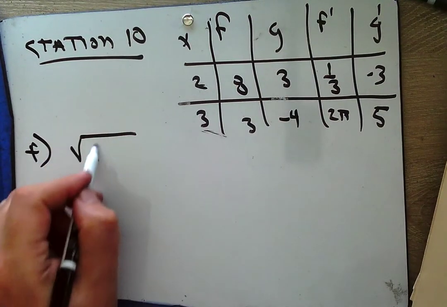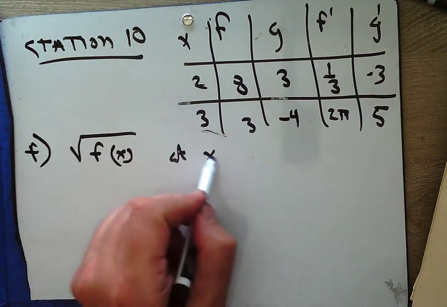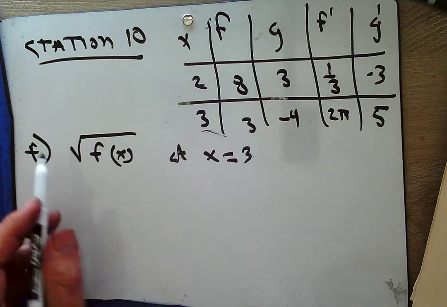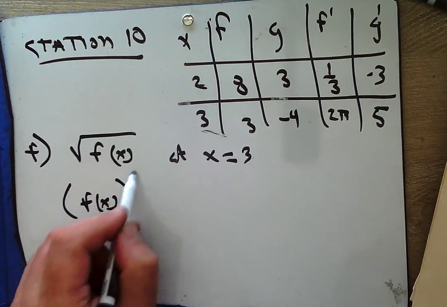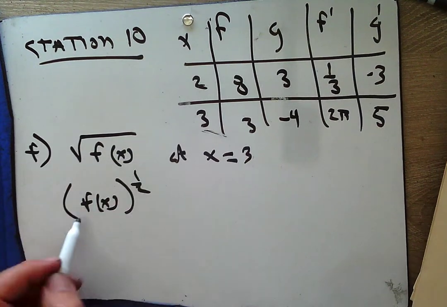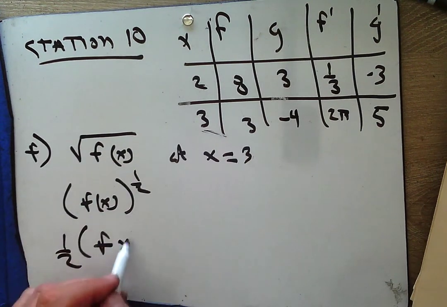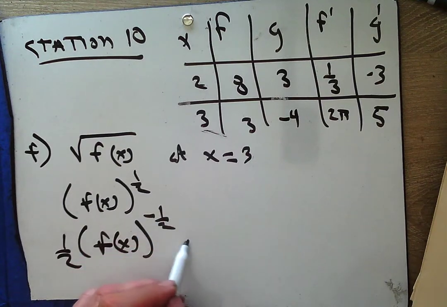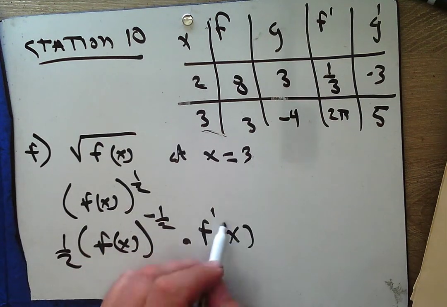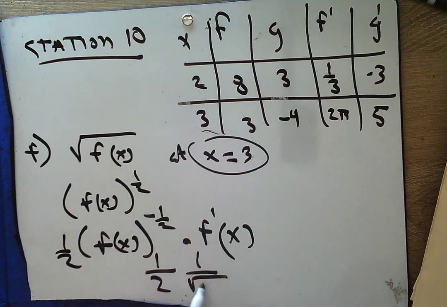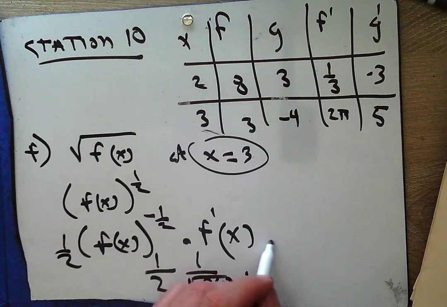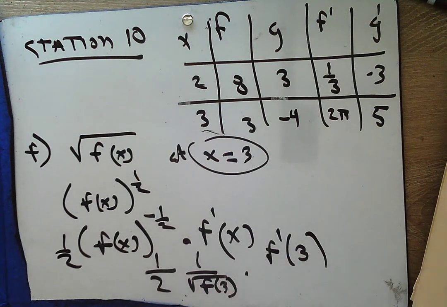Okay. Next, f says square root of f of x at x equals 3. I hope it works. All right, so remember that this is the same as f of x raised to the 1/2 power. So when I take the derivative here of 1/2, leave the inside alone. Don't forget to subtract 1 times f prime of x. But we want to know the derivative at 3. So we're going to do 1 over 2, 1 over square root of f of 3 times f prime of 3. Okay, so f of 3 is 3.